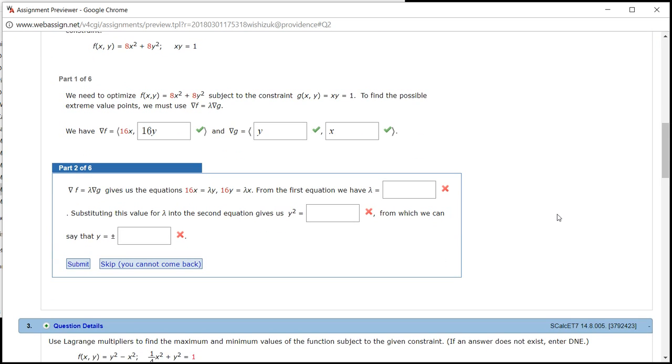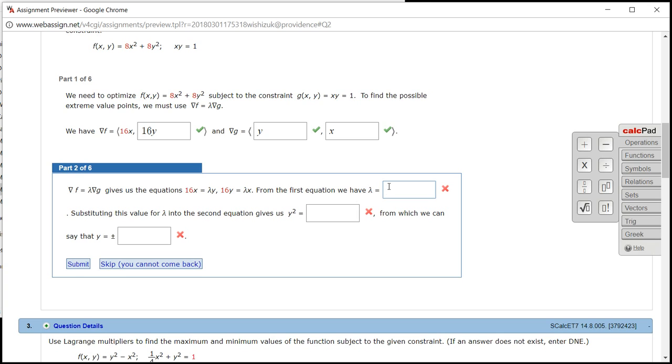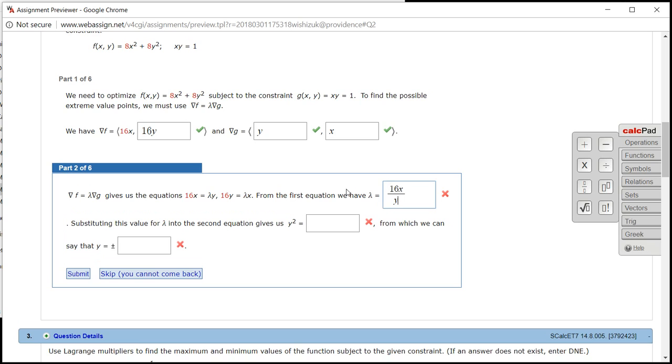We set the gradient of f and lambda times the gradient of g equal to each other. And we have the equations 16x equals lambda y, and 16y equals lambda x. In the first equation, we just have to solve for lambda. So you have 16x divided by y. Just divide both sides. And substituting the lambda value into the other equation, let's see.